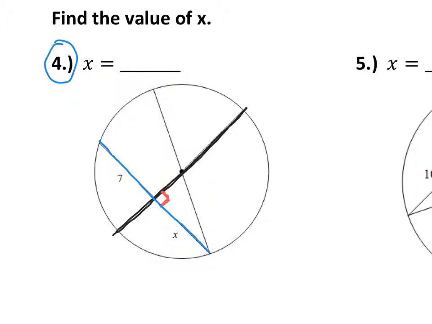And since it is perpendicular to that blue chord, that means it bisects it, which also means that it cuts it in half. And so if half of that chord is 7, that means the other half is also 7, which means that x has to equal 7.